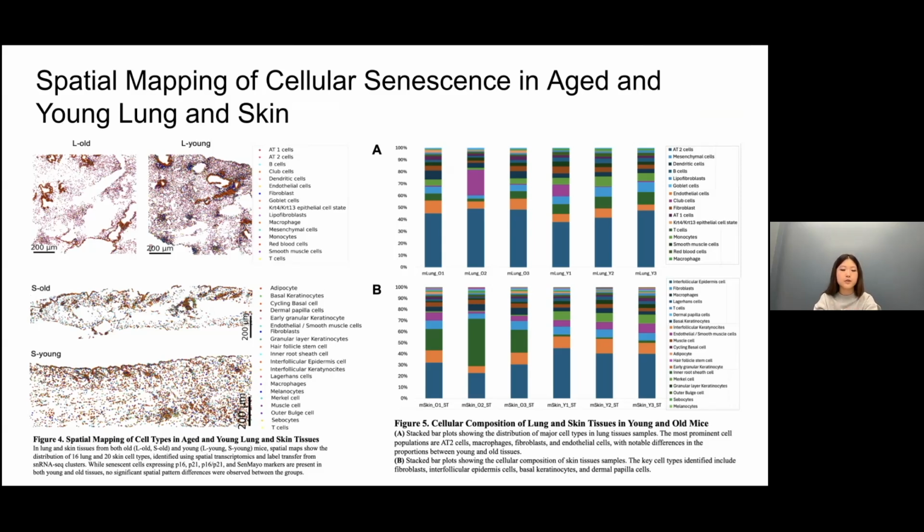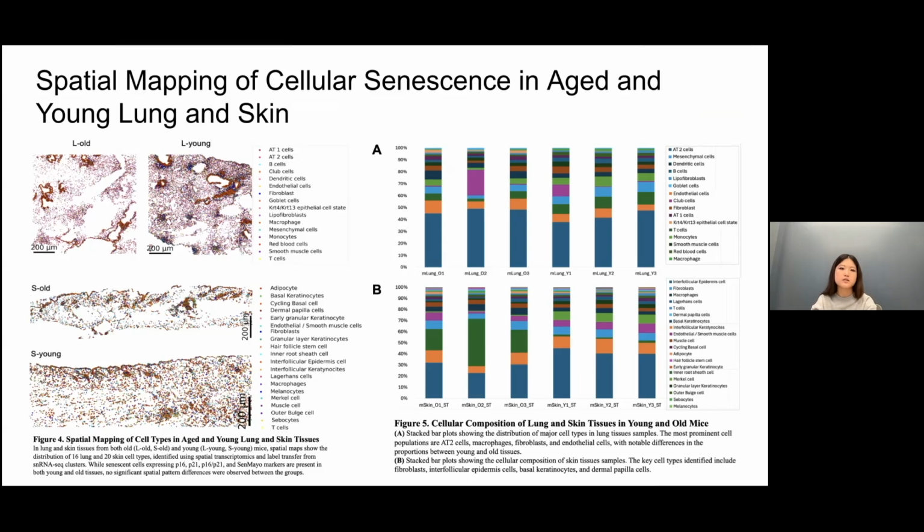In figure 4, you can see spatial maps that show the localization of different cell types in lung and skin tissues. These maps were created using spatial transcriptomics and label transfer from the single nucleus RNA sequencing clusters done earlier. For the lung tissue, we identified 16 cell types, including AT1 and AT2 cells, fibroblasts, macrophages, endothelial cells, and several immune cells like T cells and dendritic cells.